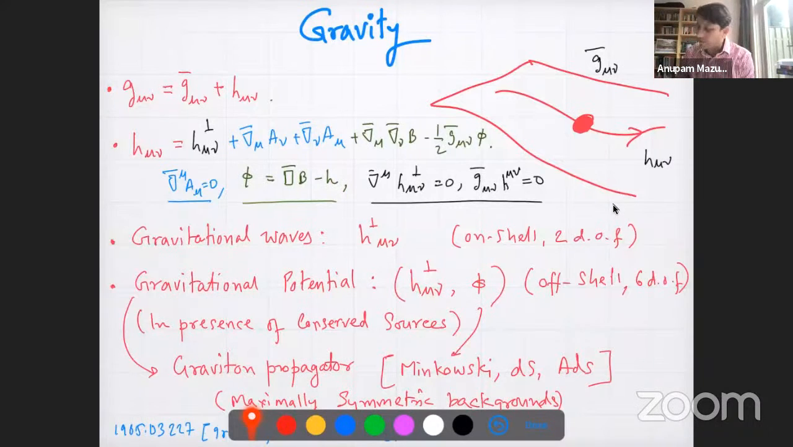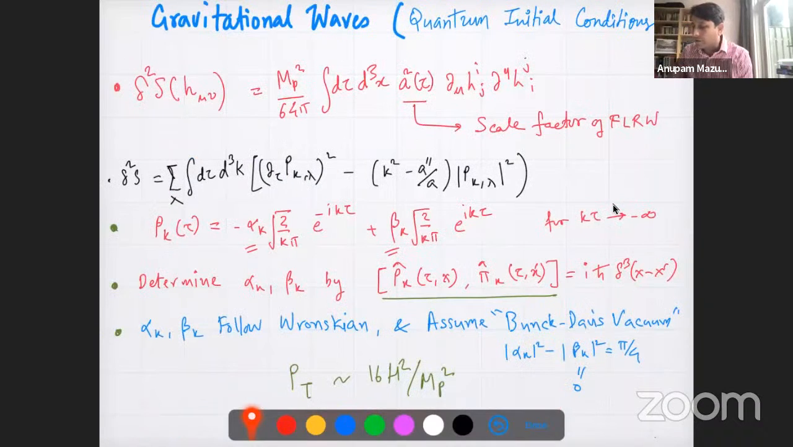And then you can do it around any background. If you want, you can do it in Minkowski, de Sitter, AdS. You can do it in an FRW background or any background, even a maximally symmetric background. Beyond a maximally symmetric background also you can do this. So let's talk about the gravitational waves. Very simple, with quantum initial conditions.